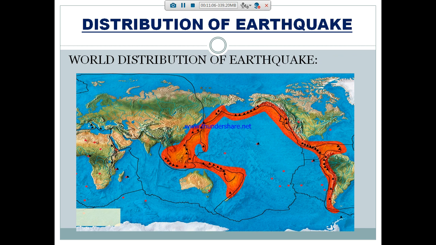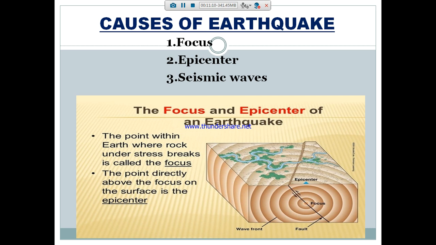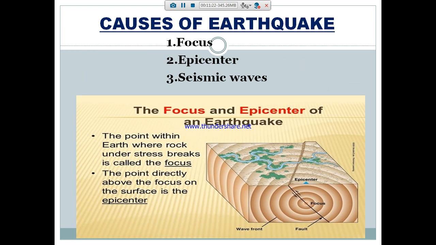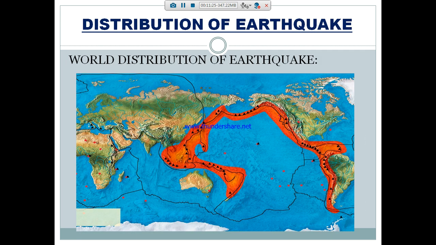After that, I hope you all understand the earthquake. Earthquake means a sudden movement of a portion of the earth's crust which produces a shaking or trembling, is known as an earthquake. And we have seen the focus and epicenter of the earthquake, and this is the Pacific Ring of Fire, the Pacific Ring Belt. The volcanoes and earthquakes mostly happen in that area.